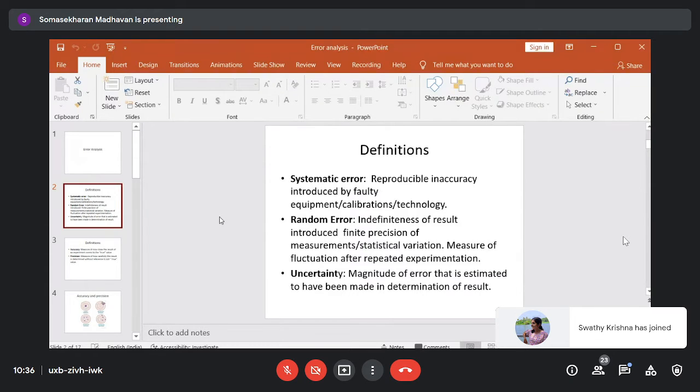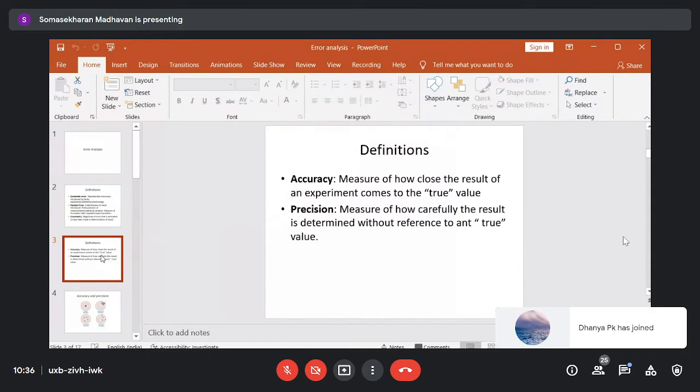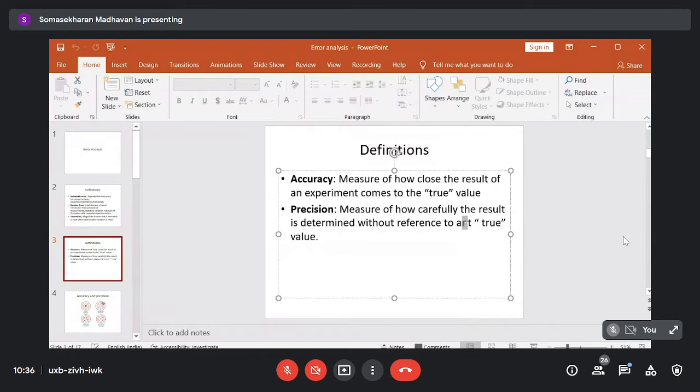The next one is uncertainty. That is the magnitude of error that is estimated to have been made in determination of results. Then accuracy and precision. Accuracy is a measure of how close the result of an experiment comes to the true value. But precision is a measure of how carefully the result is determined without reference to a true value.